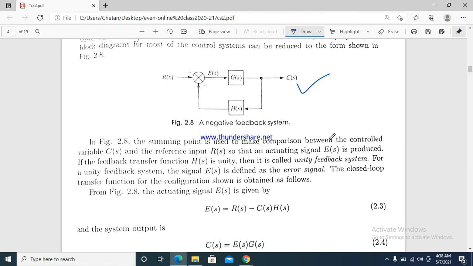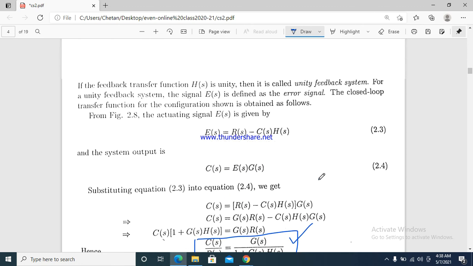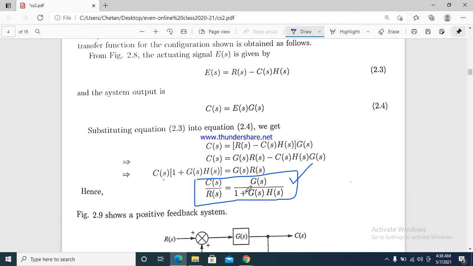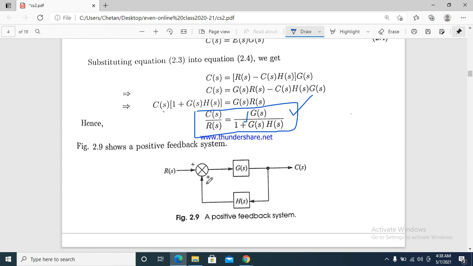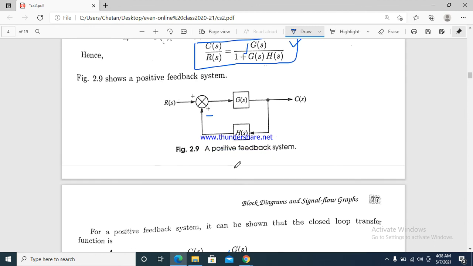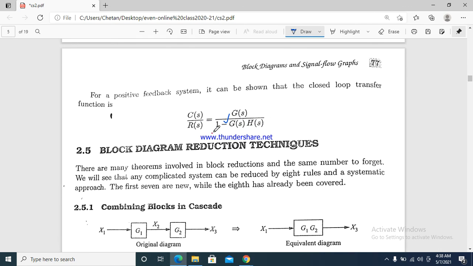Next we discussed the closed loop transfer function, and I told you we should remember the expression for this closed loop transfer function. The expression is C(s)/R(s) = G(s)/(1 + G(s)H(s)). In this feedback, if you have a minus sign like this, then this sign should be plus. If it is a plus sign in the feedback, then you will get a minus sign in this expression.